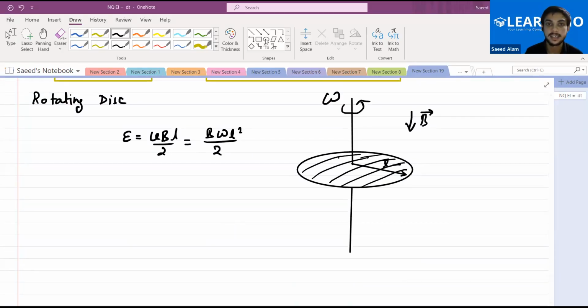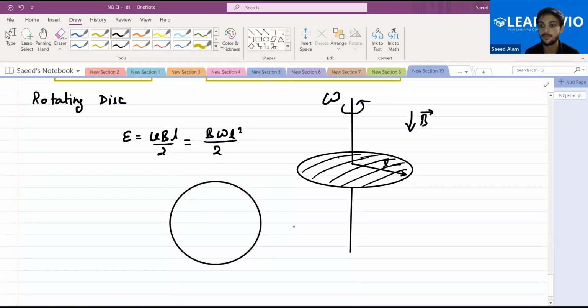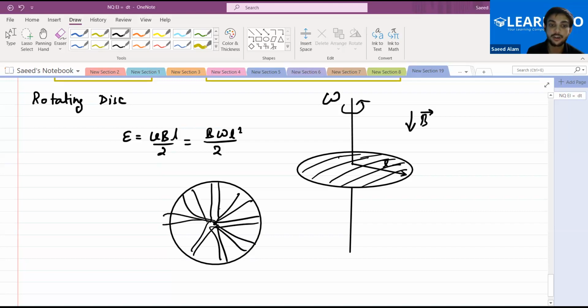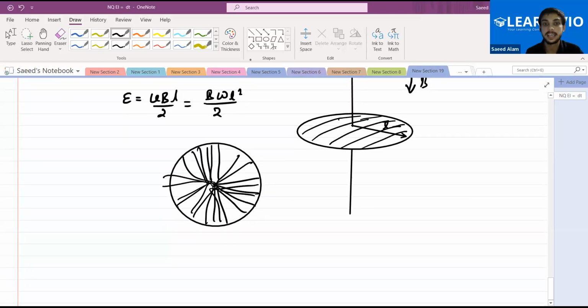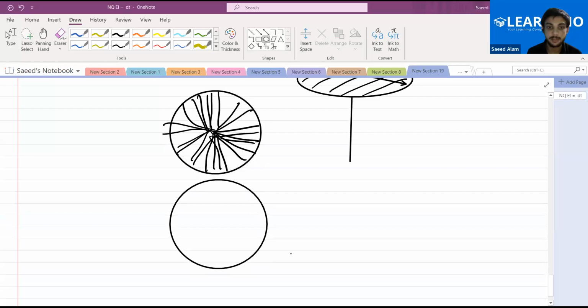The reason behind that is, what is happening here. If this is the circular disk, I'm looking from the top view. It will be the collection of a lot of rods like this, and each rod is acting like a battery or acting like a cell. Let me draw it here. It will be somewhat like this, kept somewhat like this.